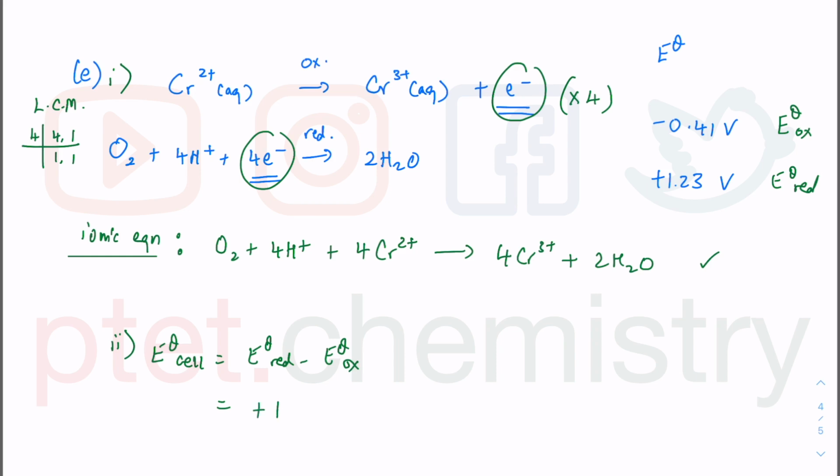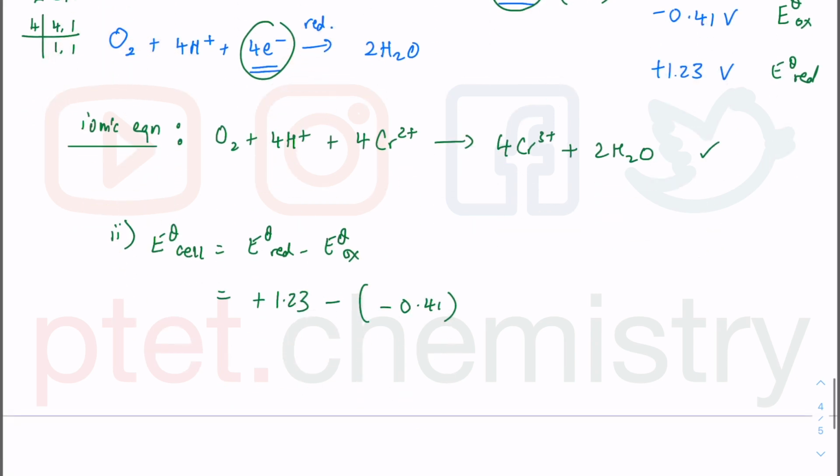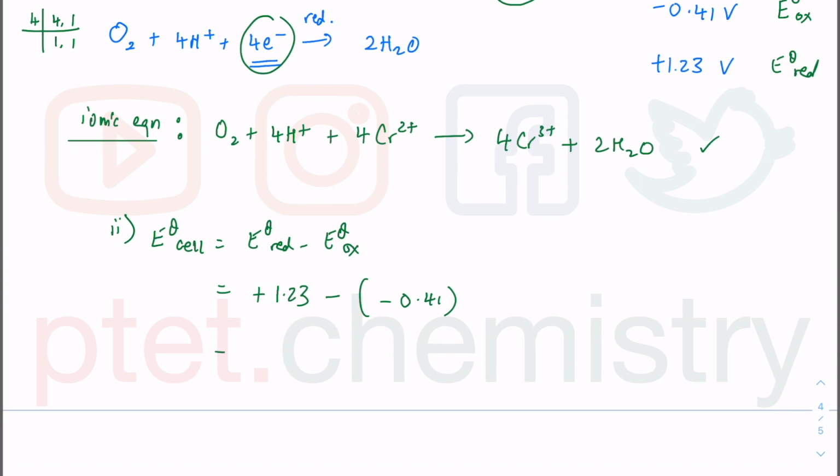I just do my E right, plus 1.23 minus, and then minus 0.41. As I said, I do not change the sign. I just take it as it is from the reduction potential, showing the reduction from the data booklet. And ultimately, if I put that into my calculator, 1.23 minus 0.41 negative, I get 1.64 in my calculator. That would be wrong, because as with anything in physical chemistry, sign, value, and unit are very, very important.